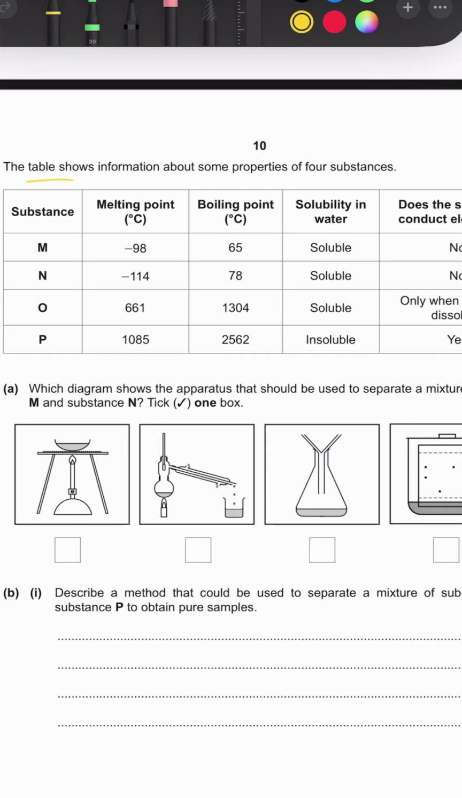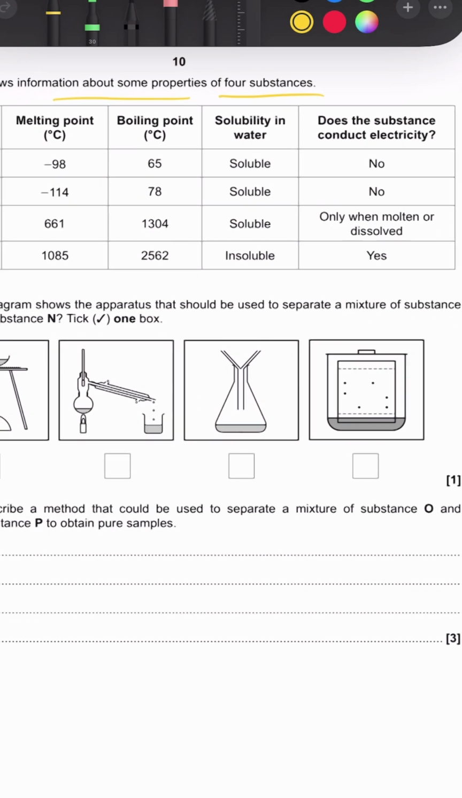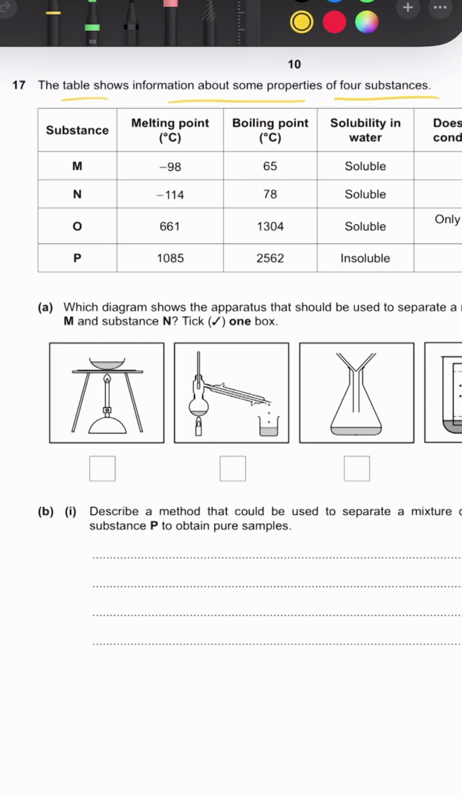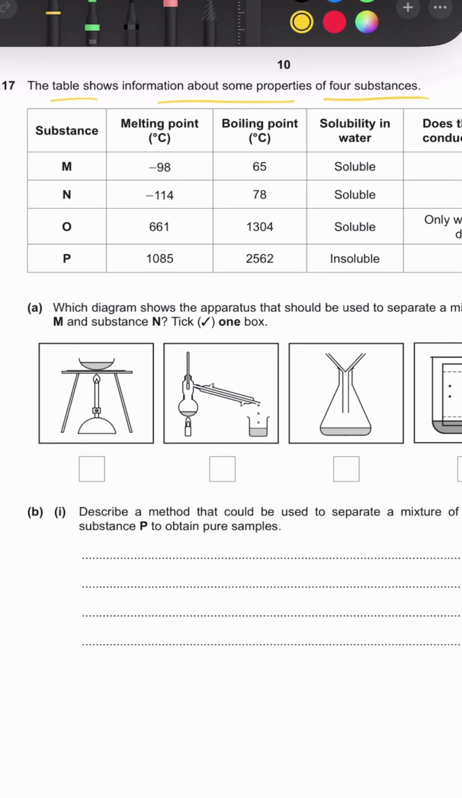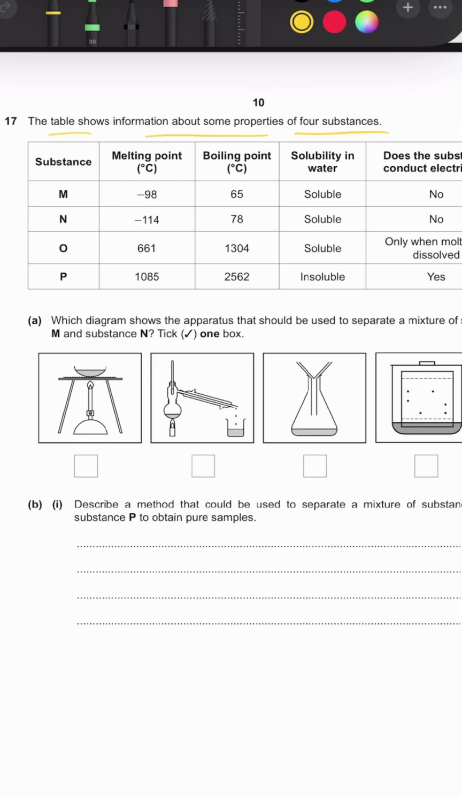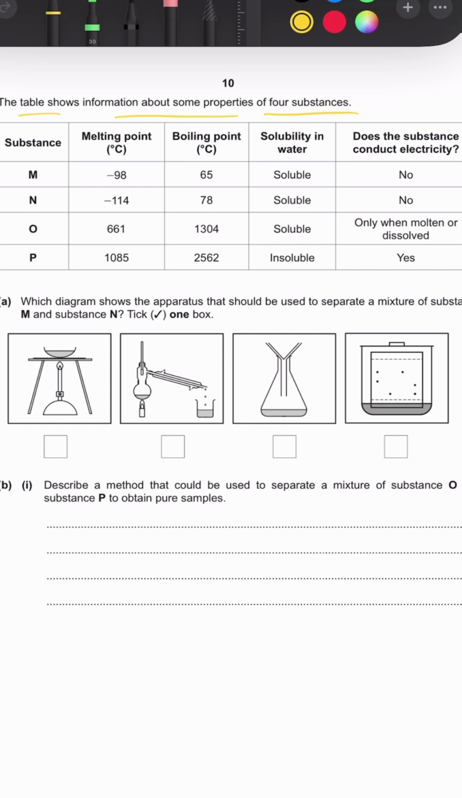For question 17, the table shows information about the properties of four substances, M, N, O, P. The melting point of M is minus 98, the boiling point 65, it is soluble in water, and it doesn't conduct electricity. N is similar: minus 114, 78, soluble, does not conduct electricity. O: 661, 1304, soluble, conducts electricity only when molten. P: 1085 for the melting point, 2562 for the boiling point, insoluble, and it does conduct electricity.